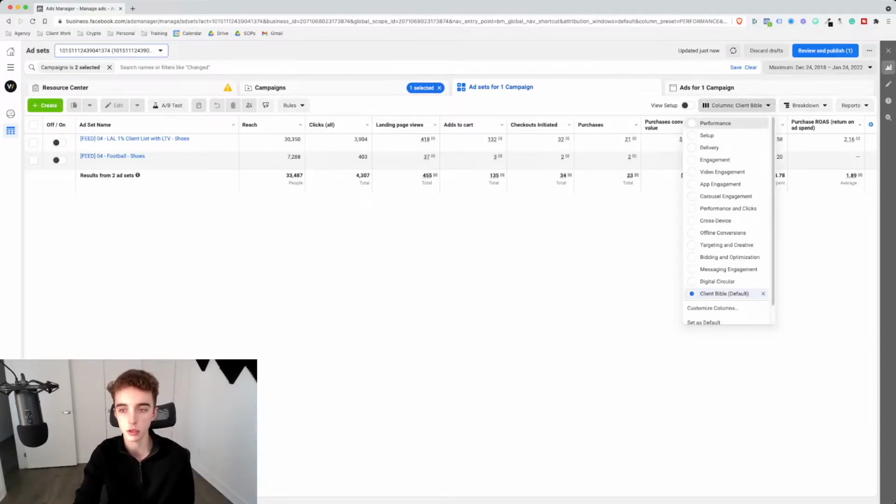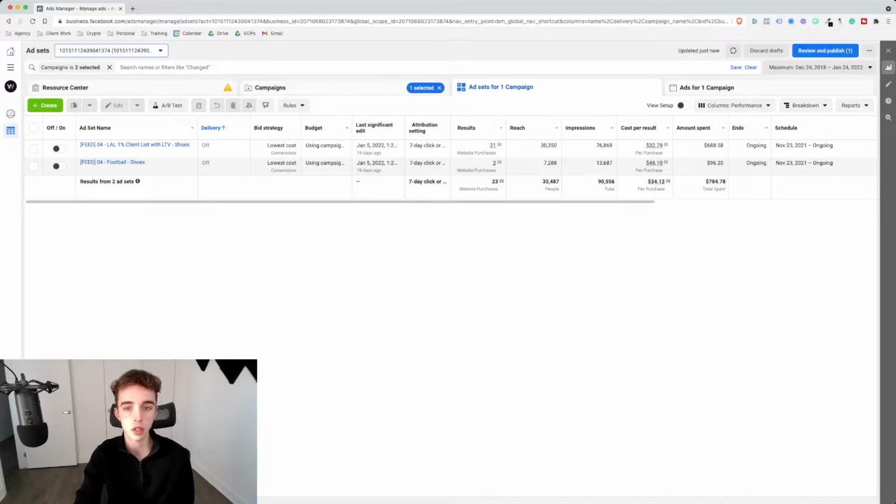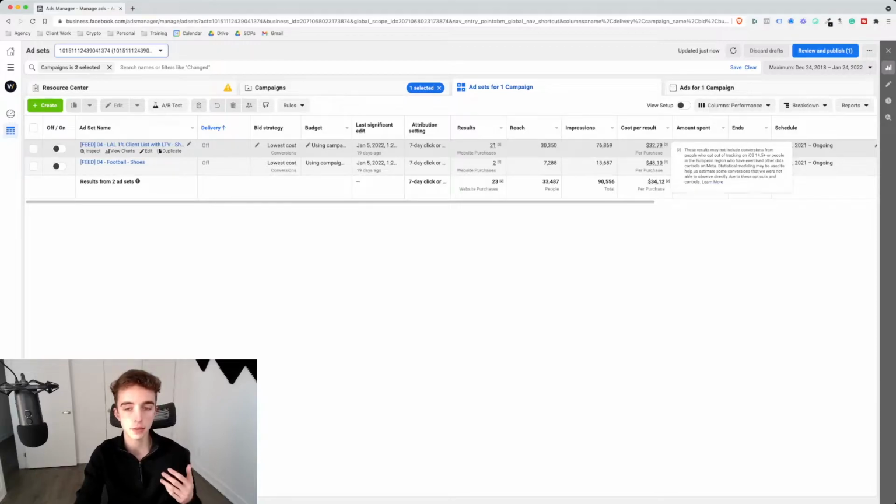So if we're going out here to the performance, which would be a cost per result. Right here, it's about $48 for that one. Here it says 32. So definitely, a much lower cost per purchase on that first ad set.